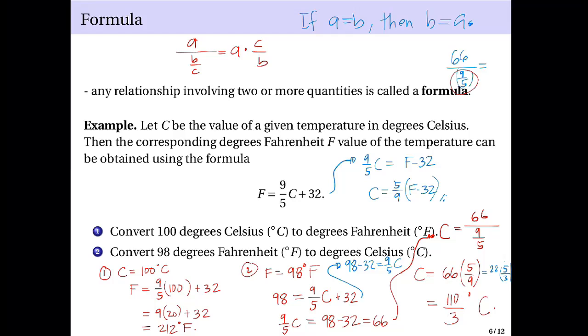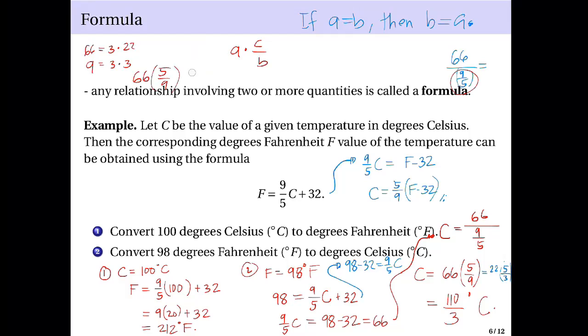I'm sorry, sir. How did we come up with 22 times 5 over 3? So from here, 66 is equal to 3 times 22, and your 9 is 3 times 3. So 66 times 5 over 9, okay?